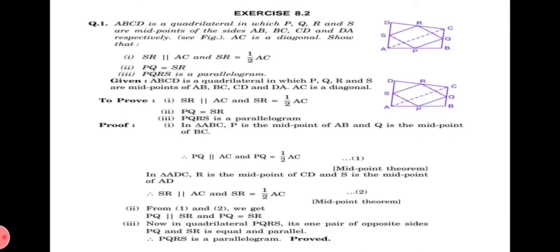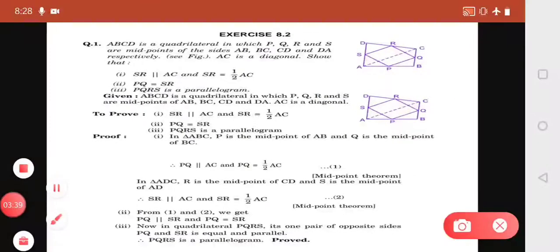For proof number 1, in triangle ABC, P is the midpoint of AB and Q is the midpoint of BC. Therefore, PQ is parallel to AC and PQ is equal to half AC by the midpoint theorem. Yes, let's see the figure. Here you can see triangle ABC.